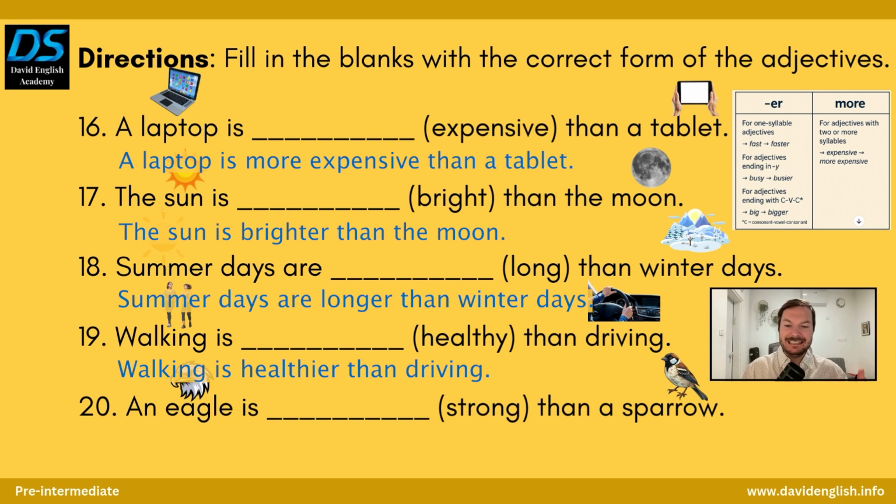And 20, an eagle, which is a kind of bird. And then we have the word strong and we have the word sparrow. We have two birds. We have eagle and sparrow. But we have the word strong. Strong, we're going to put ER. It's a smaller adjective. And we all know that an eagle is stronger than a sparrow. And that's the answer. And those are the answers for this lesson.